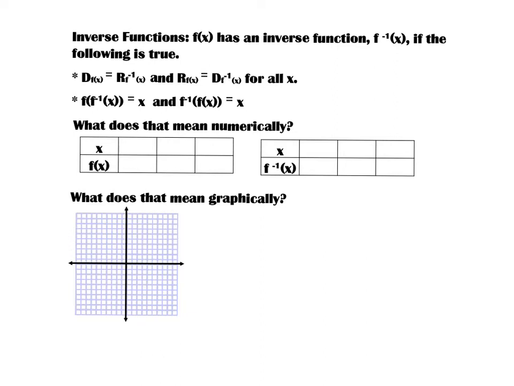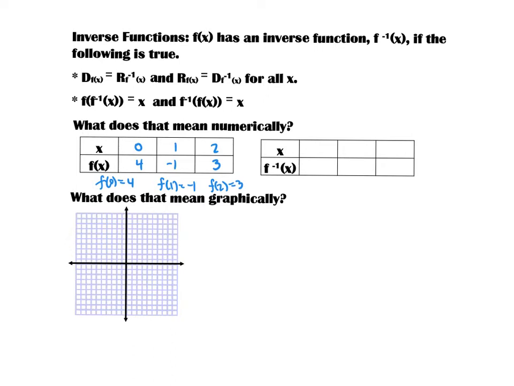So let's take a look at a set of points. Let's go 0, 1, 2, and 4, -1, and 3. So if these are the inputs and outputs for f(x), so f(0) equals 4, f(1) equals -1, and f(2) equals 3, then the following would be true of the inverse.